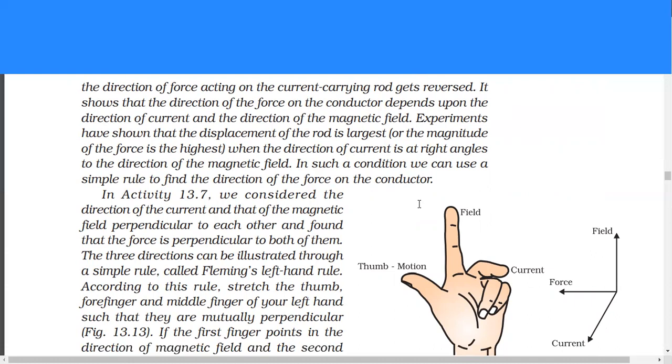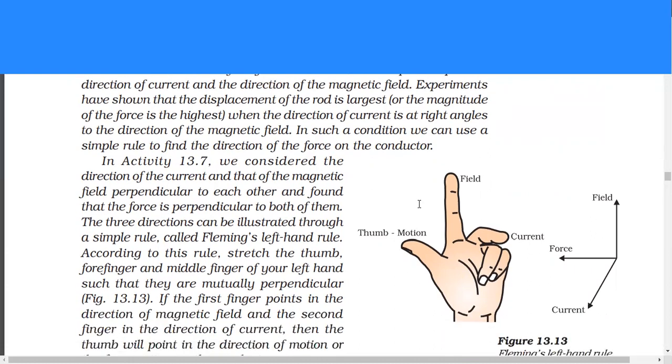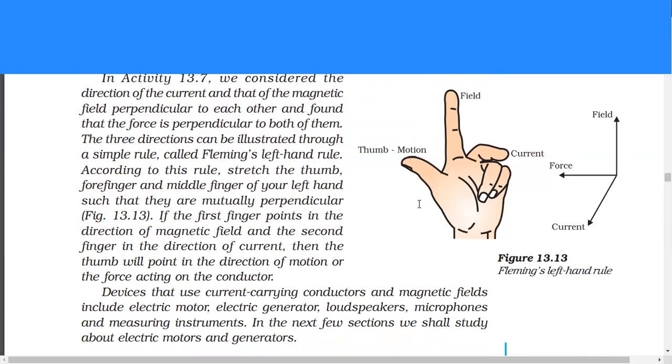In such a condition, we can use a simple rule to find the direction of the force on the conductor. In activity 13.7, we considered the direction of the current and that of the magnetic field perpendicular to each other and found that the force is perpendicular to both of them. The three directions can be illustrated through a simple rule called Fleming's left hand rule.